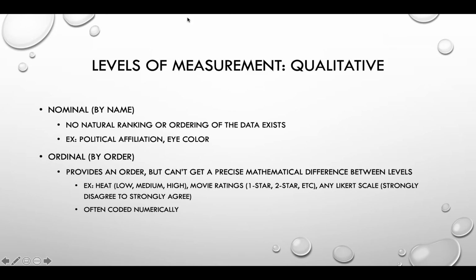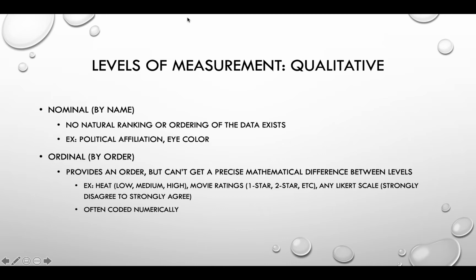Conversely, ordinal data is ordered. It provides an order, but the problem with ordinal data, why is it qualitative and not quantitative? Let's look at the example heat: low, medium, high. You may say, well, Angie, I can order that as 1 is low, 2 is medium, 3 is high. So we could get maybe some kind of discrete measurement to the heat. But the problem is that we don't know that it's equal spacing between low and medium and high.